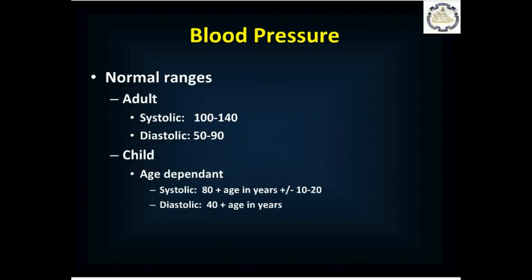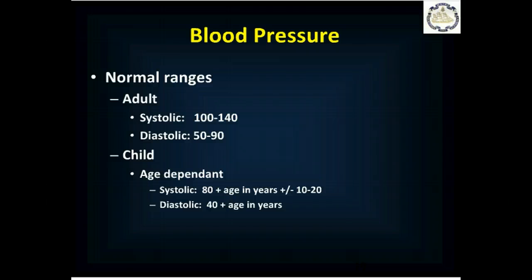Normal ranges for an adult, the systolic is 100 to 140, the diastolic is 50 to 90. Your goal is less than 130 over 80. 130 to 140 over 80 to 90 is considered pre-hypertension, and some people actually would begin treatment at that point. But for you, you're not really worried about that. You're worried about grossly abnormal vital signs. So these are your normal ranges.